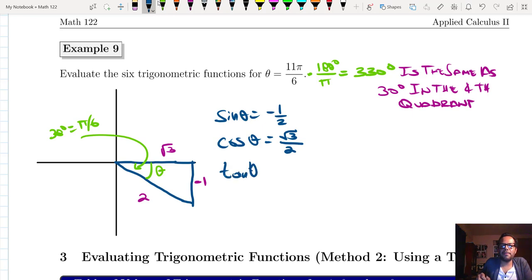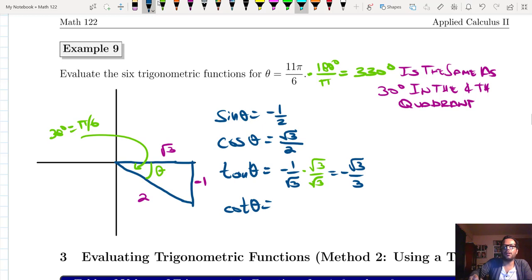Tangent theta equals opposite over adjacent, which is -1 divided by root of 3. But again, you might want to rationalize the denominators. Okay, so this will be negative root of 3 divided by 3. Cotangent theta equals the reciprocal of tangent, which is adjacent over opposite. So this will be root of 3 divided by -1, which is negative root of 3.